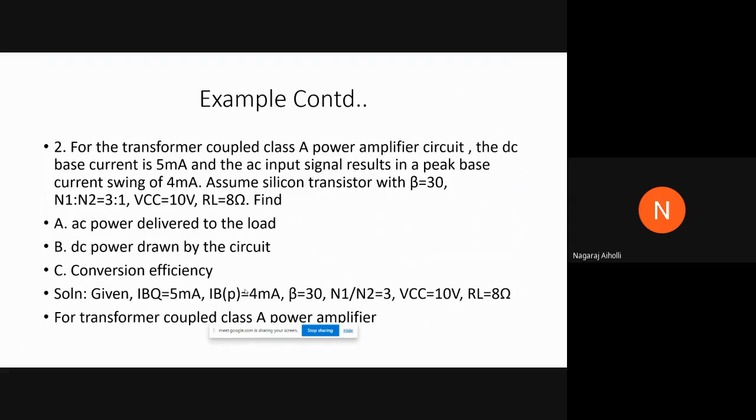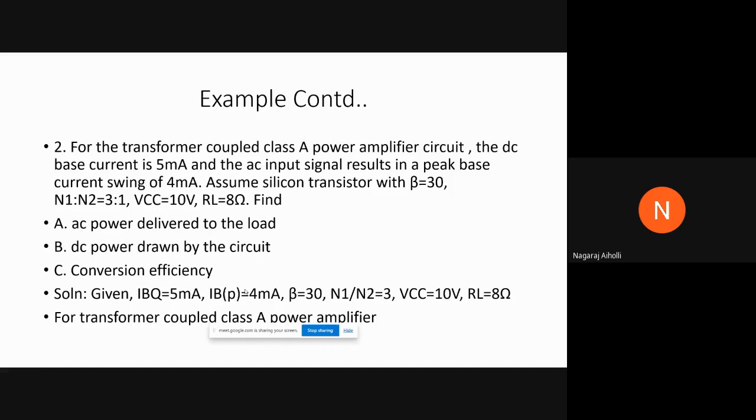They have asked to assume silicon transistor and they have given the value of beta. Current gain is given, it is 30. N1 by N2 is also given, it is 3 by 1. VCC supply voltage is 10 volts. Then load resistance RL is 8 ohm. Then we have to find AC power delivered to the load. Second, DC power drawn by the circuit or DC input power. Third, conversion efficiency. Now let us first write the given details, students. So IBQ is given. I hope all of you are following here.